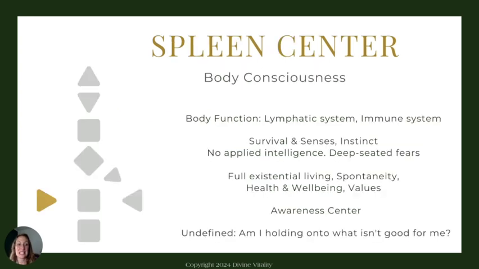Then we move on to the spleen. So the spleen on the left side of the body graph is all about body consciousness, the physical. It's all about survival, intuition, instinct. It is an awareness center, but it has no applied intelligence. So this is where deep-seated fears can lie, where conditioning can wreak havoc on your immune system, on your nervous system, even. So it's really about life, living well, well-being, spontaneity.